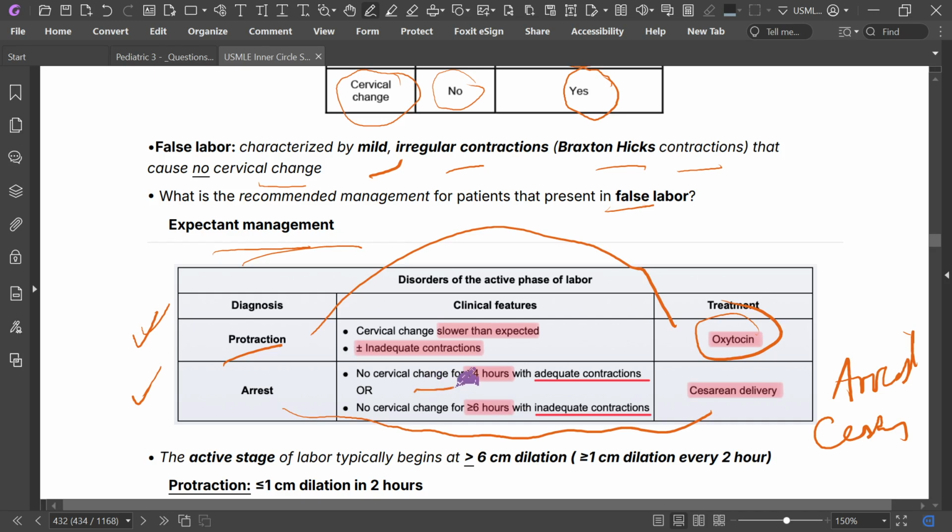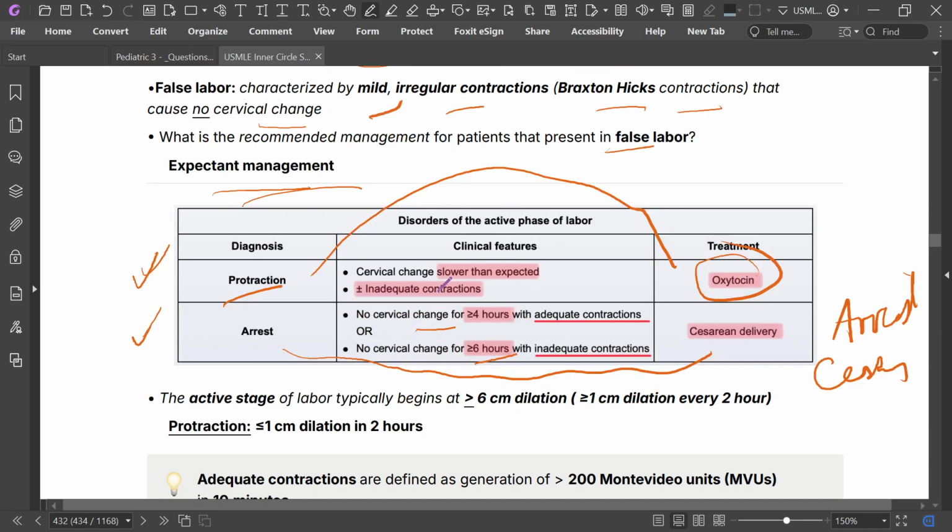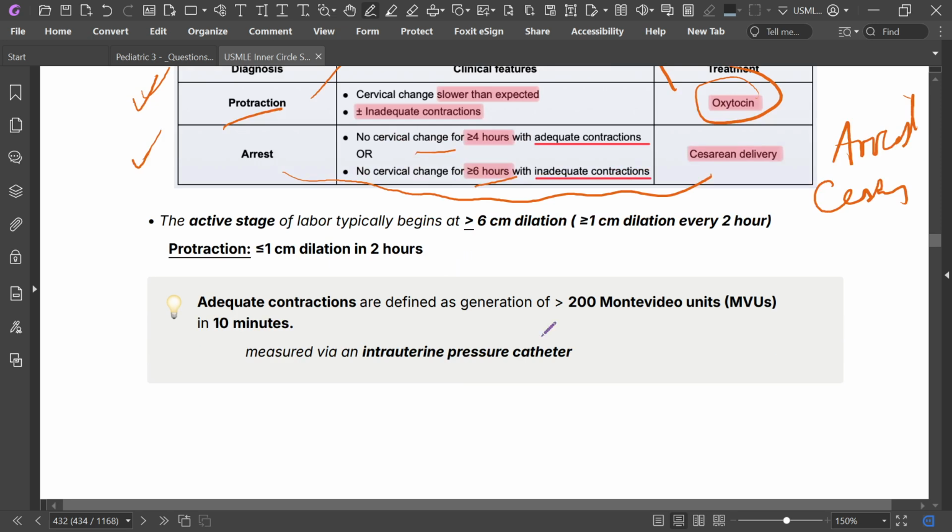In arrest, there is no cervical change for more than 4 hours with adequate contraction, or no cervical change for more than 6 hours with inadequate contraction. The active stage of labor typically begins at 6 centimeters of dilatation, progressing 1 centimeter every hour. Protraction is less than 1 centimeter in 2 hours.